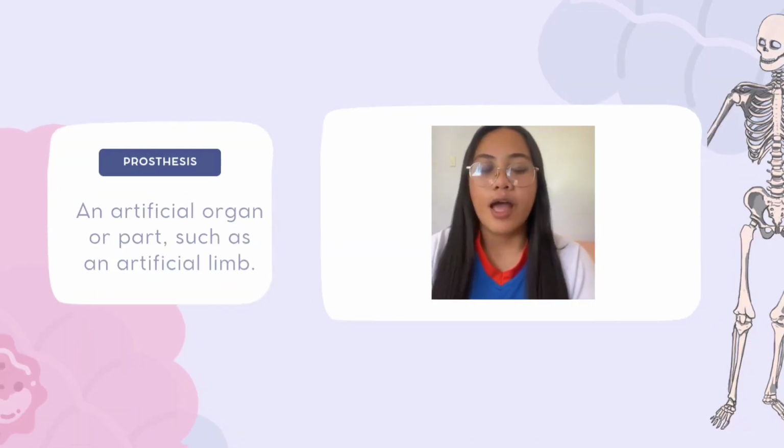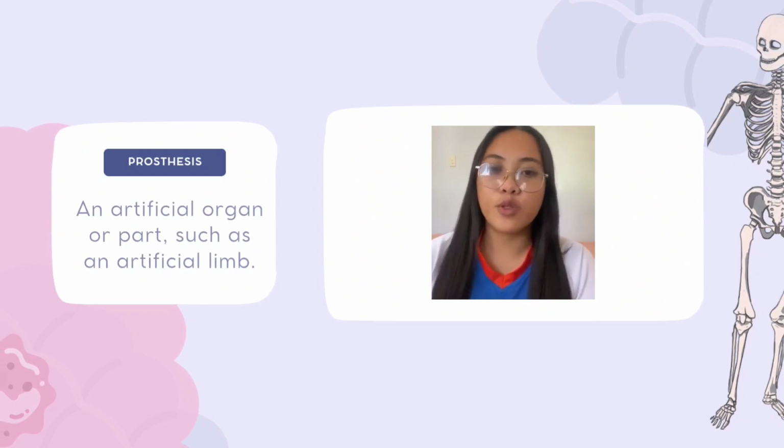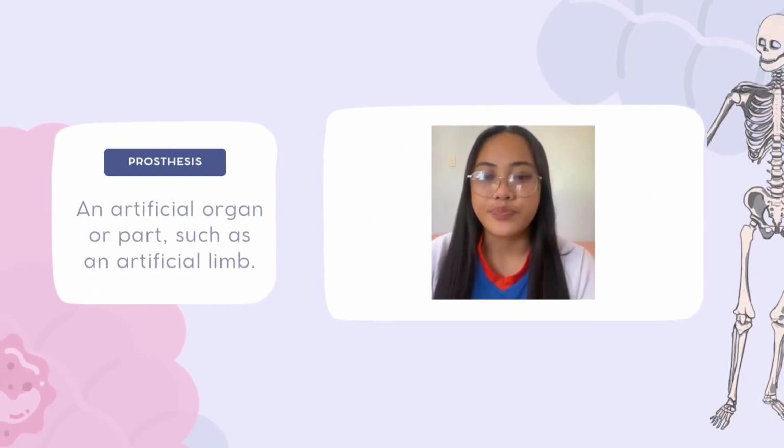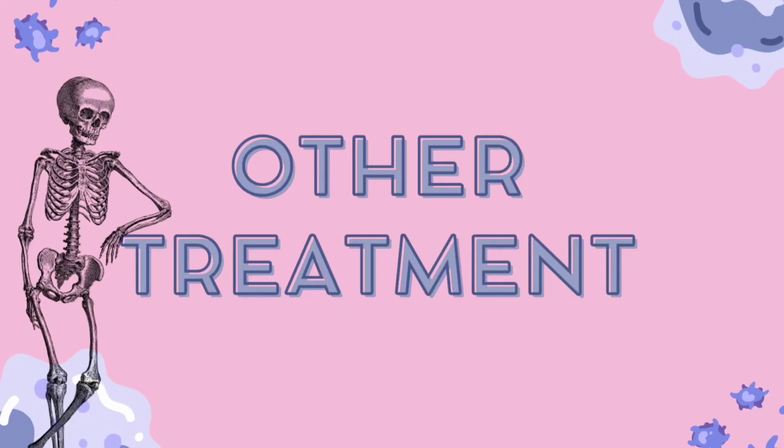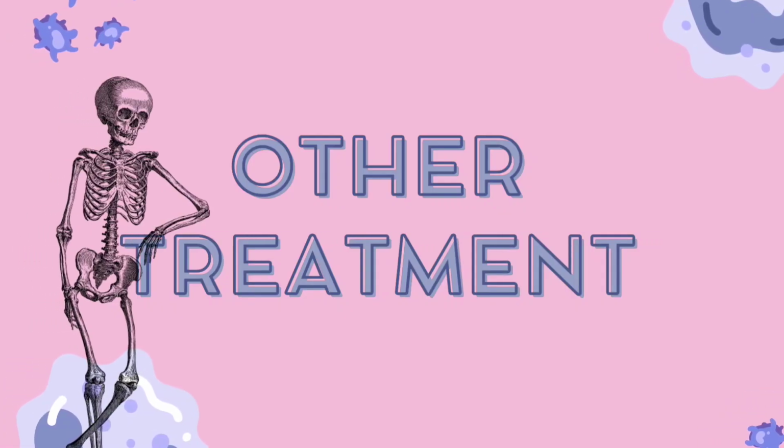Hello everyone, I am Cyril Integrado and I am going to discuss prosthesis. So prosthesis is an artificial organ or part of a body. It is a device designed to replace a missing part of a body or to make a part of the body work better. So for example here we have the artificial leg or breast implant. Now let us proceed to the other terms.